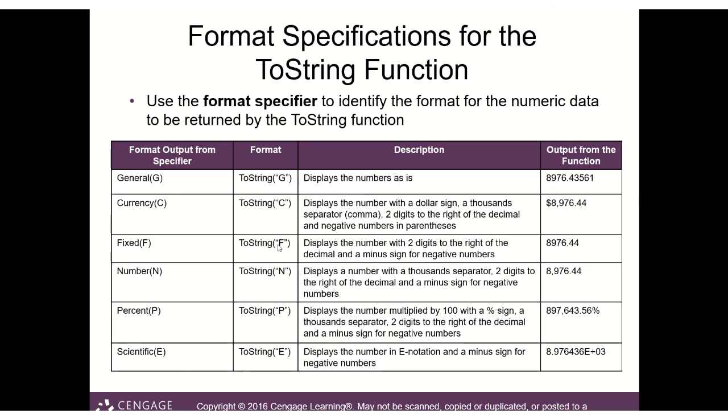F is fixed. If you use N, for number, it displays a number with a thousand separator and 2 digits to the right, things like that. If you use P, for percent, it will add a percent sign. If you use E, it's scientific notation.